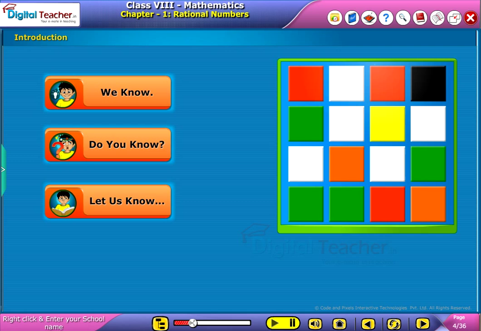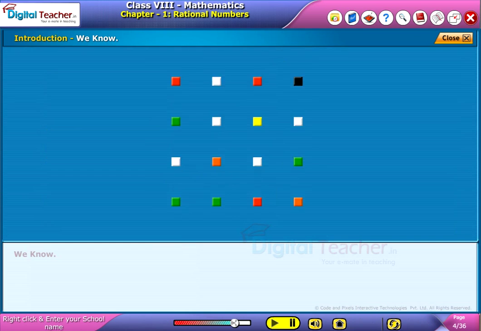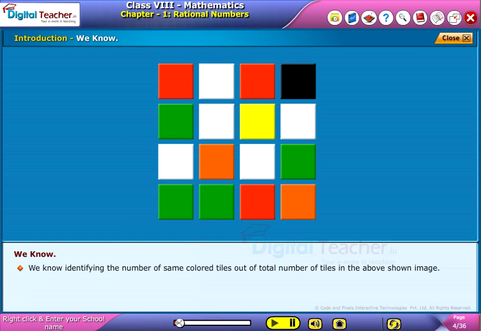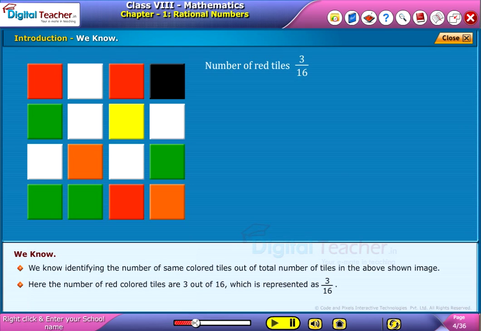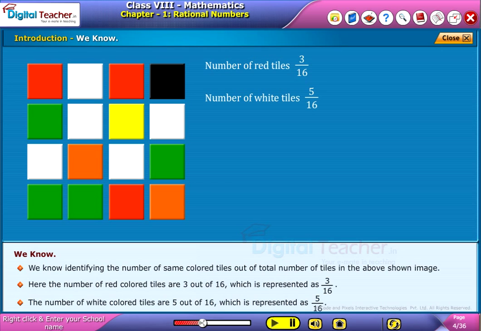Introduction. Before entering into the chapter, follow the instructions shown on the screen. We know identifying the number of same colored tiles out of total number of tiles in the above shown image. Here, the number of red colored tiles are 3 out of 16, which is represented as 3 by 16. The number of white colored tiles are 5 out of 16, which is represented as 5 by 16.